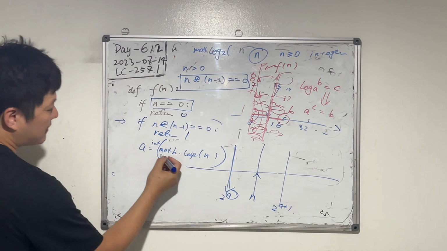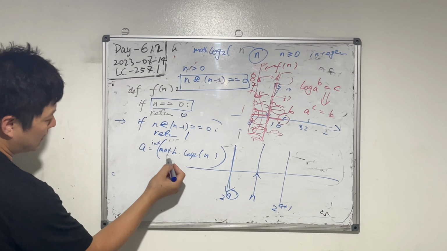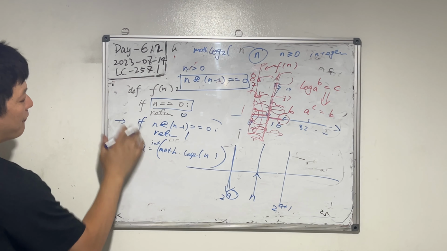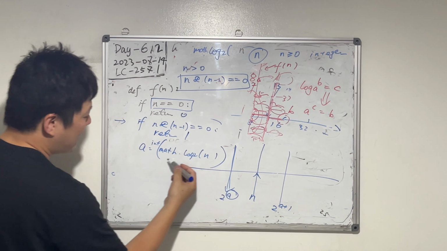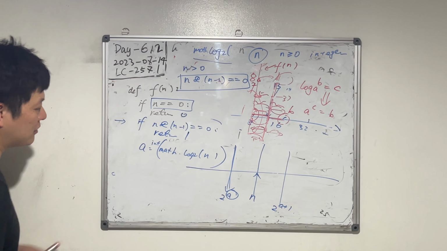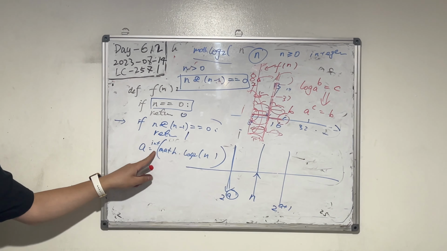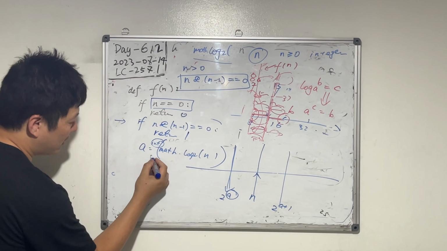Okay, so for math.log2 we can import math, the package, or we can say from math import log2, and we give it this n, and it returns a number which is log2. I mean this log is not an integer, we need to convert it to integer, and we can use the int function or the floor function.